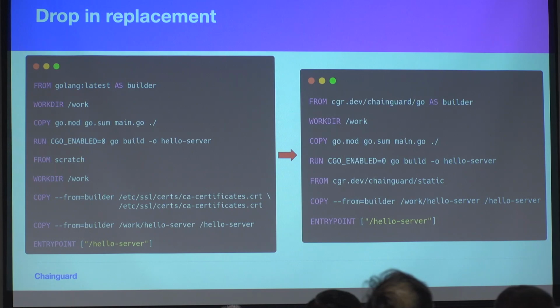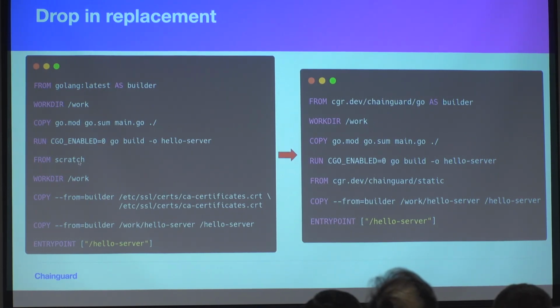So ChainGuard images, let's just look at those quickly. This should look pretty familiar from before. Here's our Golang image that we built. Here's our main Hello server. Drop-in replacement. Just pull down the ChainGuard Go image. It's like 100 megabytes. It's got way less packages. It's got 0 CVEs. Basically the same thing.